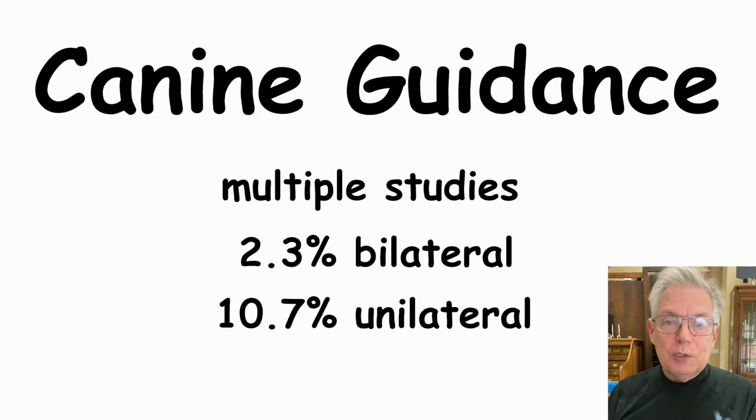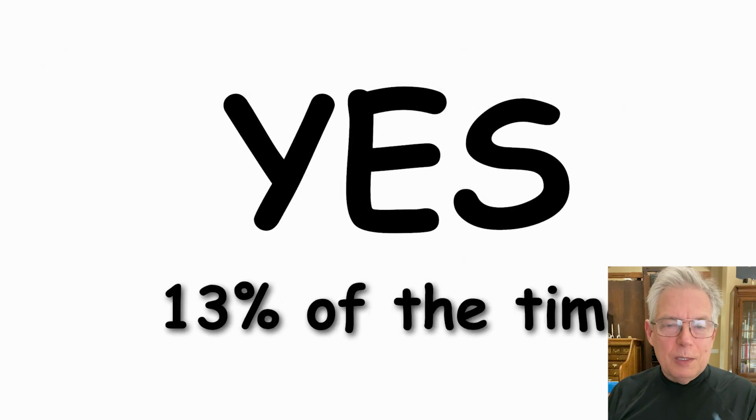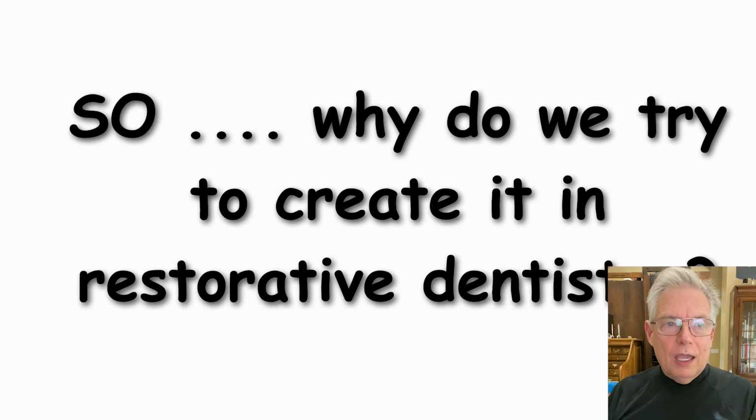Well, canine guidance, multiple studies: 2.3% bilateral, 10.7% unilateral. Why don't we say 13% of the time you're going to have anterior guidance on anterior teeth? Okay, why do we do it in restorative dentistry? Well, that's because of this guy, Clyde Schuyler, who was a prosthodontist in New York City. In 1927, he wrote an article in the New York Journal, and he talked about making only front teeth hit.